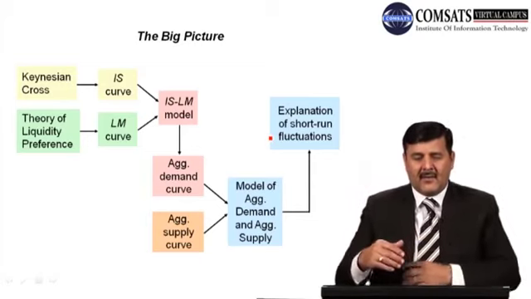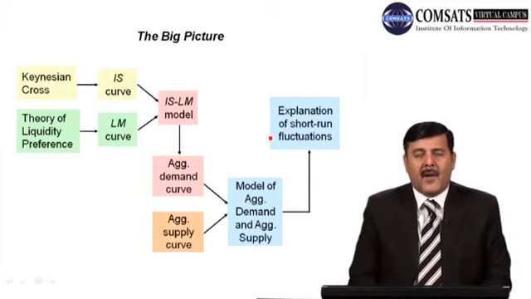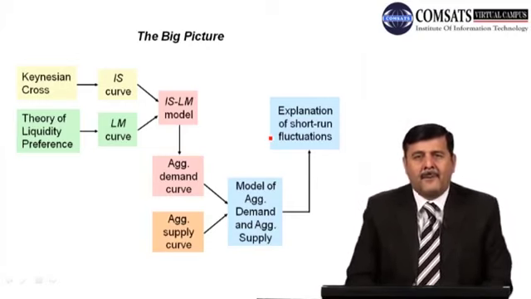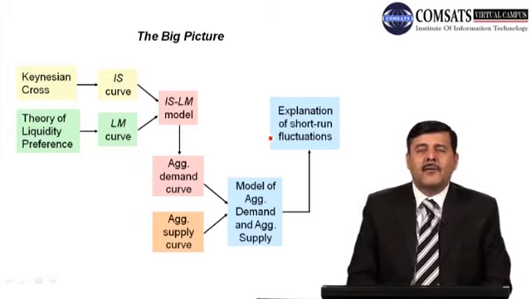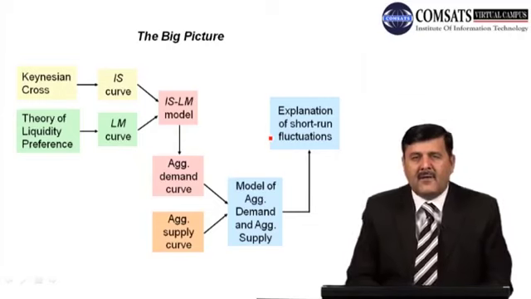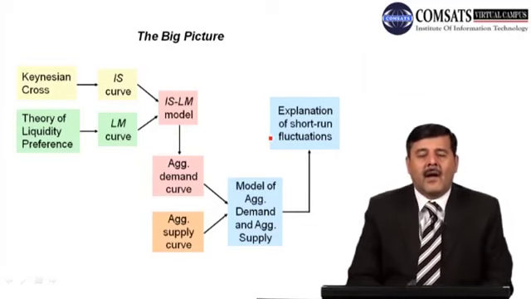So this is just the broader picture of the Keynesian cross and liquidity preference theory. By using the Keynesian cross, as I told you, we have derived the IS curve, which is the investment-saving curve, and the LM curve is the liquidity-money curve, which we drew from liquidity preference theory. We combined both in one model, and then we get the aggregate demand and aggregate supply curve.